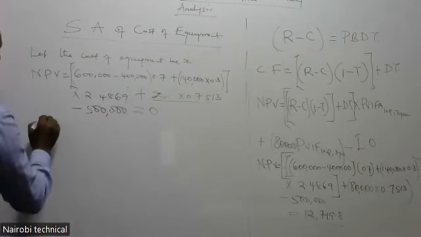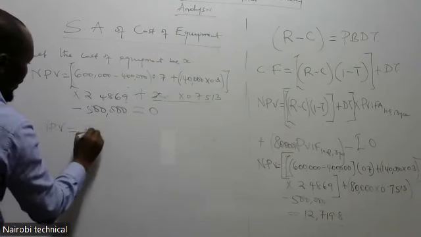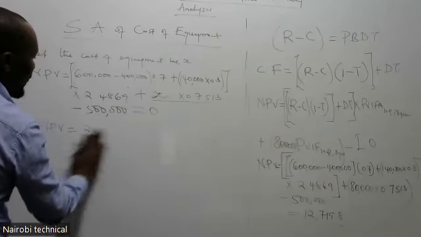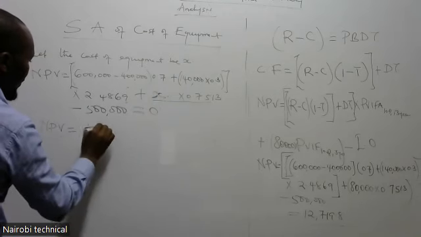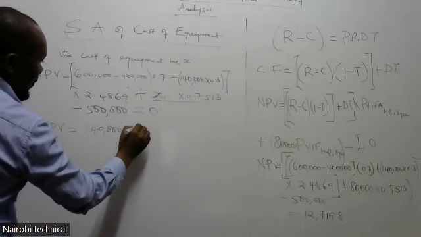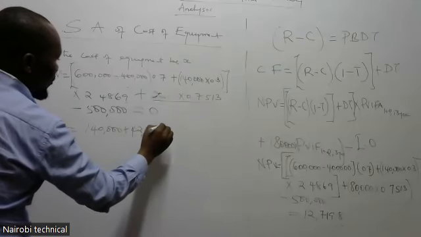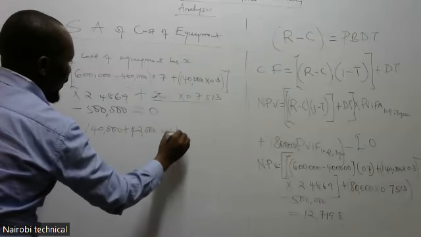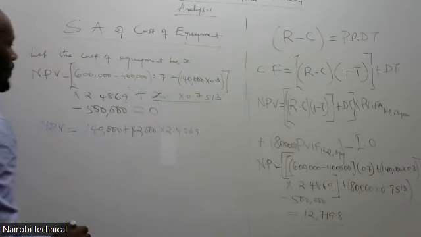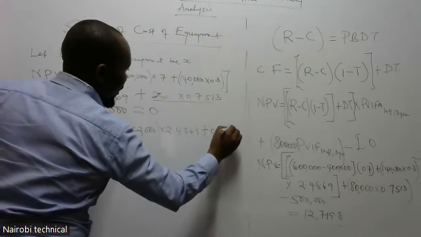So this one, we can have NPV is equal to this minus this, 200 times 0.7, which is 140 actually. So I just have 140. This times this, we got 42. Times all these times 2.4869 plus 0.7513x.